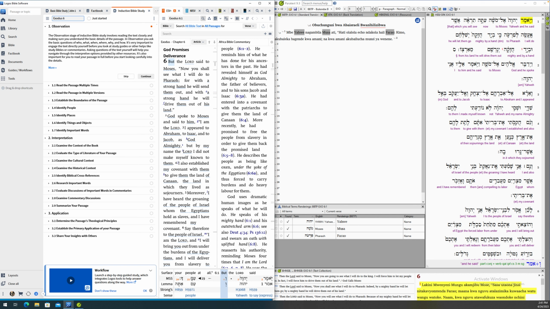Okay, the observation stage of inductive Bible study involves reading the text closely and making sure you understand the basic details of the passage. In observation, you ask the basic questions of who, what, when, where, why, and how. It's very important to engage the text directly yourself before you look at study guides or other helps like study Bibles or commentaries. Asking questions of the text yourself will help you navigate through the interpretive options provided by other resources. It's also important for you to read your passage in full before you start looking carefully into the details.